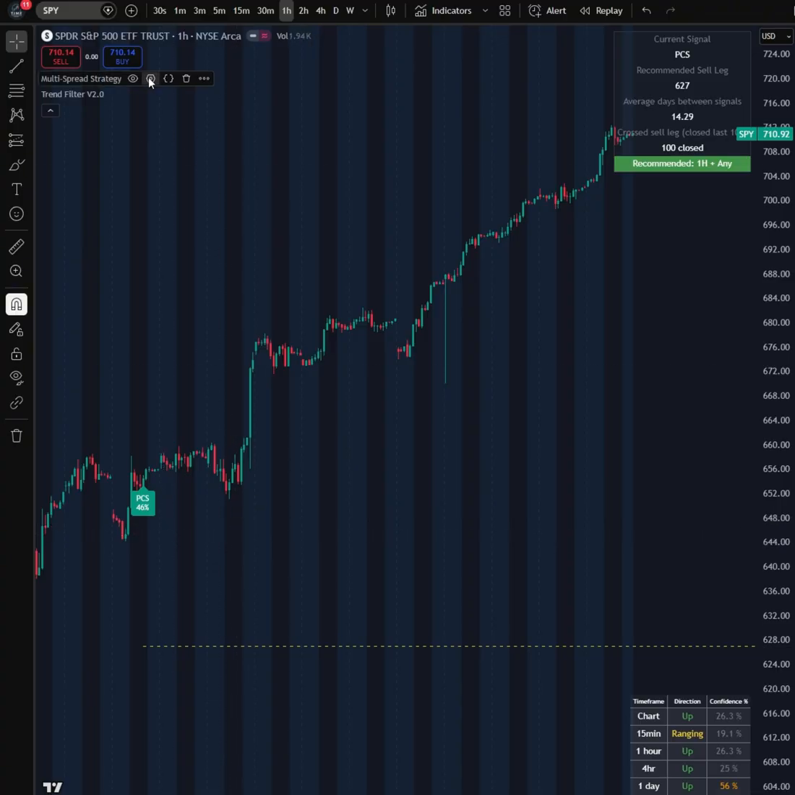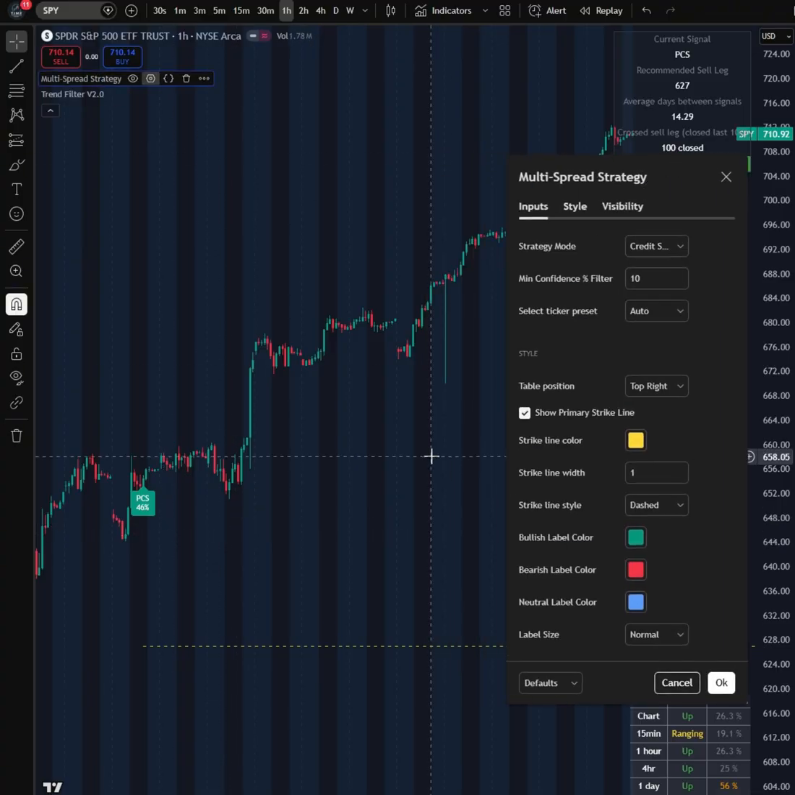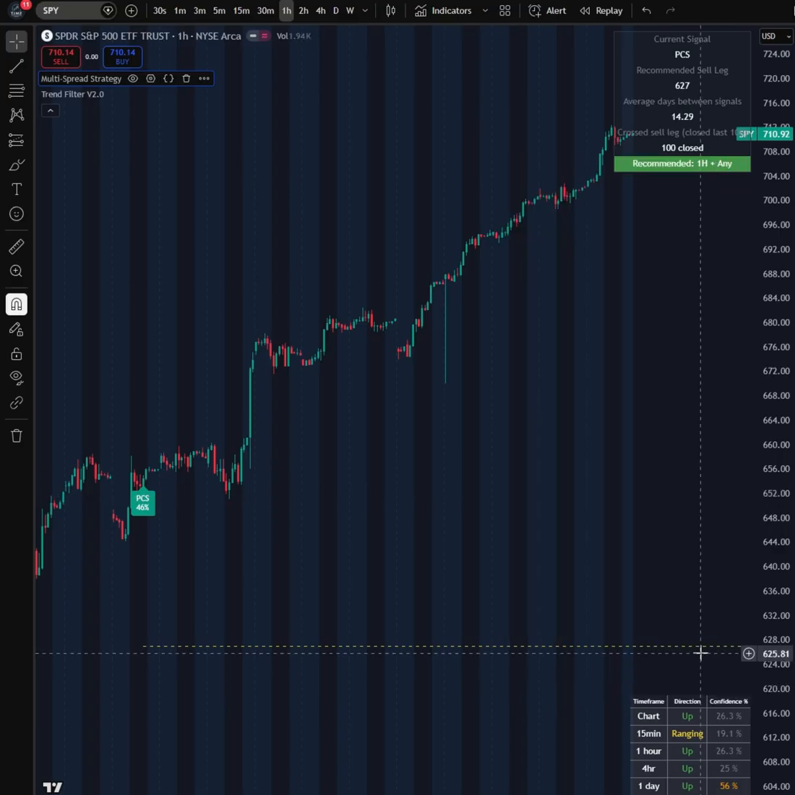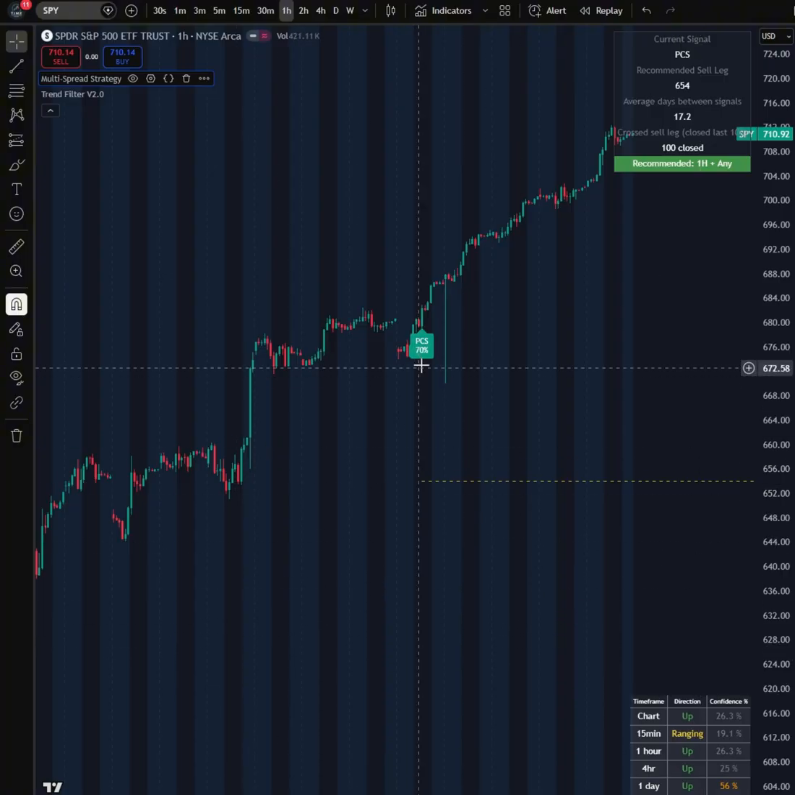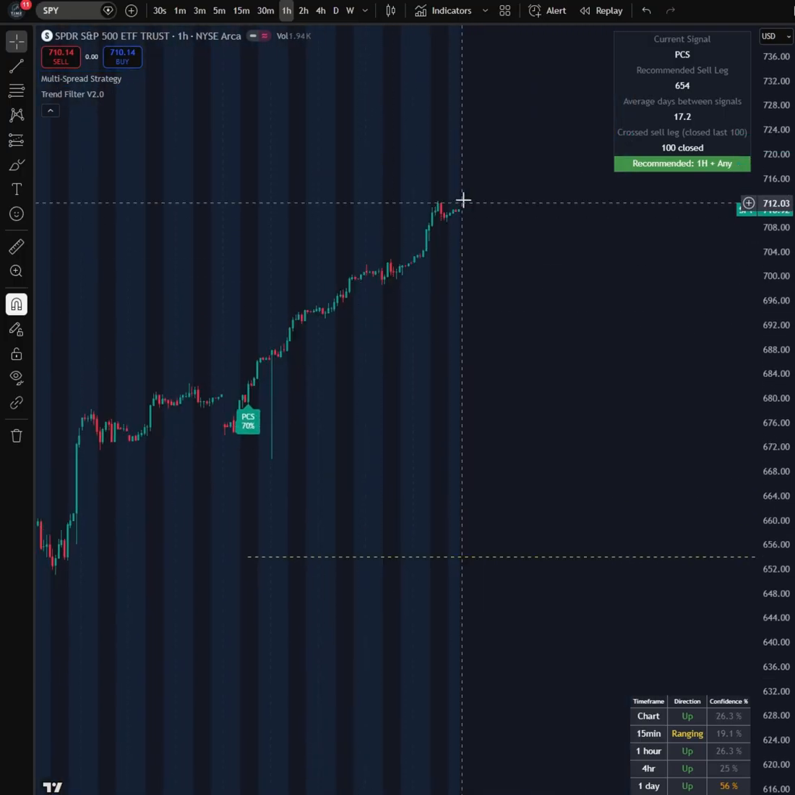But the cool thing about this is, if you're like, no, 46%, I want a little bit higher confidence, I don't want to see anything lower than 50%, there's a minimum confidence percent filter. What this is going to do is, if conditions are met for a put credit spread, it's going to fire that signal only if it's over 50%. So watch what happens if I click that. As you can see, it's only looking for conditions over 50%. So this one happens to be 70%. And as you can see, it's been going up here.